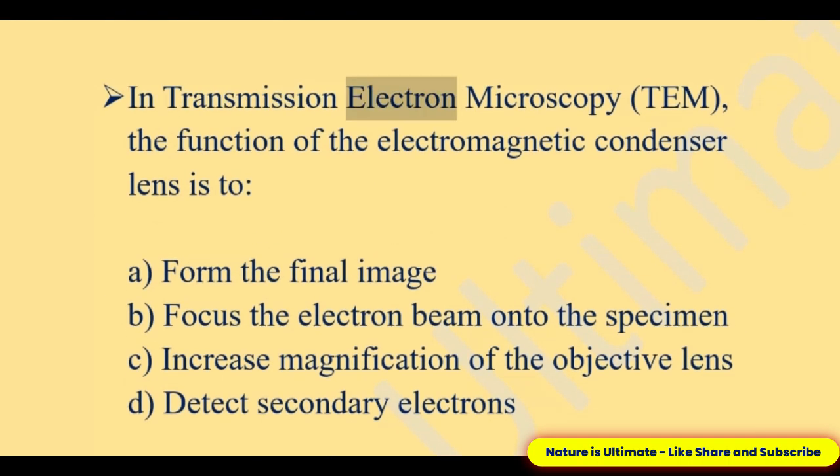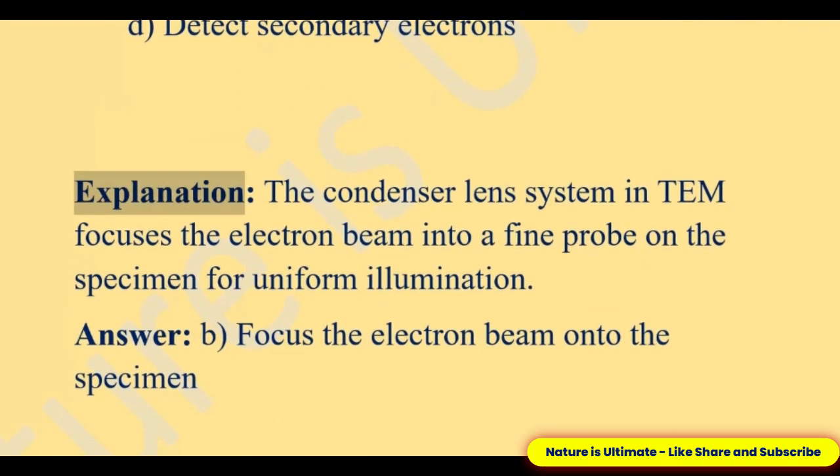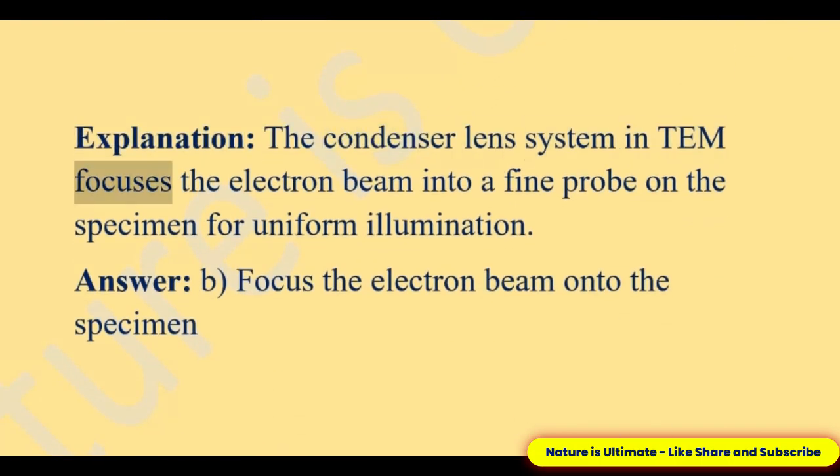In transmission electron microscopy, TEM, the function of the electromagnetic condenser lens is to: A. Form the final image. B. Focus the electron beam onto the specimen. C. Increase magnification of the objective lens. D. Detect secondary electrons. Explanation: the condenser lens system in TEM focuses the electron beam into a fine probe on the specimen for uniform illumination. Answer: B. Focus the electron beam onto the specimen.